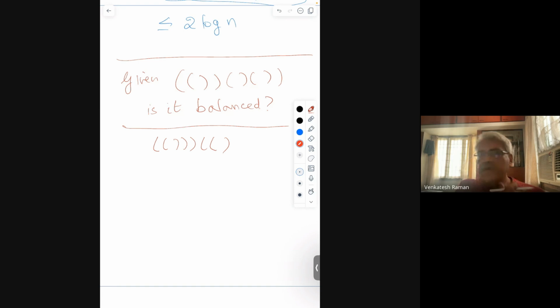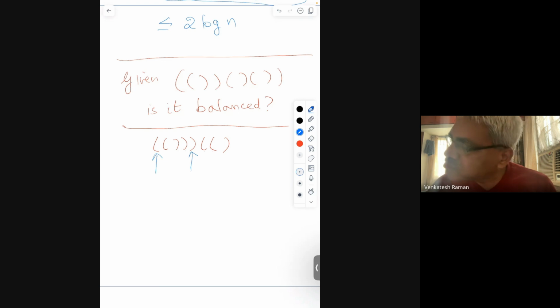So here is a sequence where the number of opens is 1, 2, 3, 4, and the number of closed is also 4, but it is not balanced, because if I try to balance this, this will match this. This will match this. This will match this, but this one has no open match.